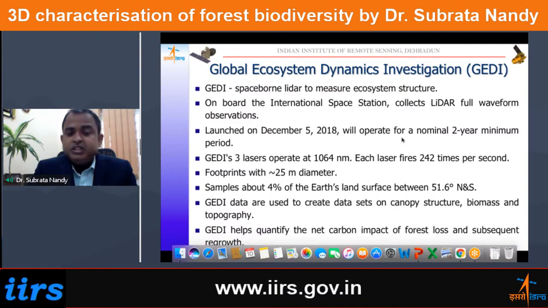The footprint here is around 25-meter diameter. In the earlier case, it was around 14-meter diameter. In this case, it is 25-meter diameter. And these are being used to create canopy structure, biomass, of course, and the disturbance recovery studies also. This has the potential to support this kind of study as well.